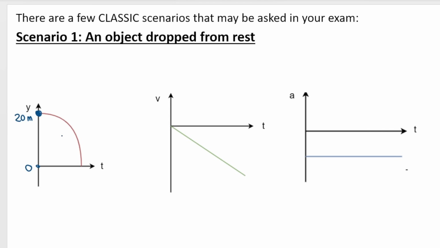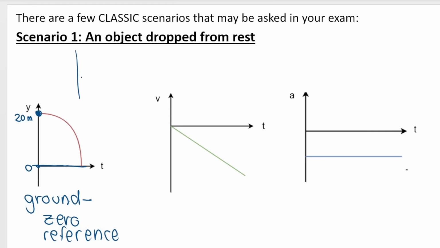I hope it's clear in this graph that the ground was chosen as my 0 reference, or my 0 position, which means that when the object hits the ground, it's at 0. You could do a scenario where the building is chosen. So say it's dropped from a 20-meter building. We could tell you that the building is the 0 reference. Then your graph would look like this. Here's 0. You're dropping it downwards, so this would be negative 20. But in this case, we are choosing the ground as our 0 reference.